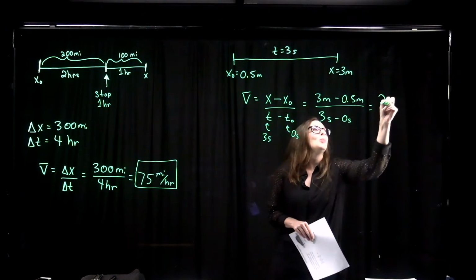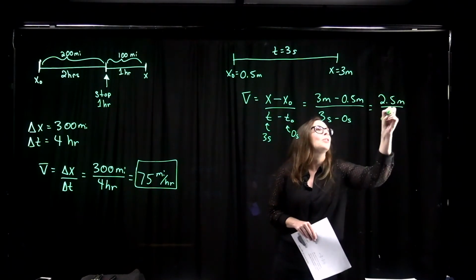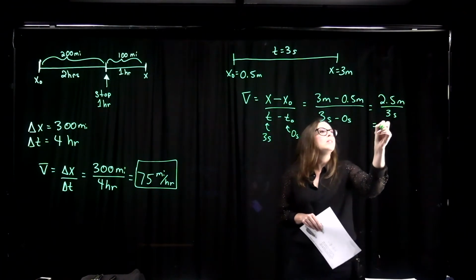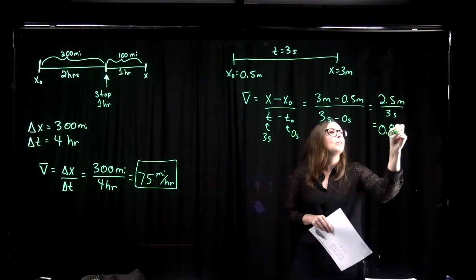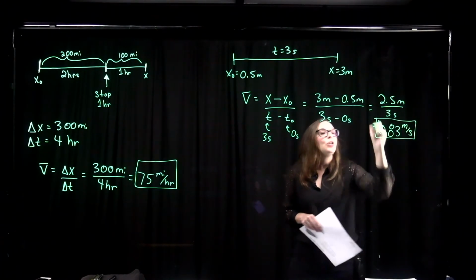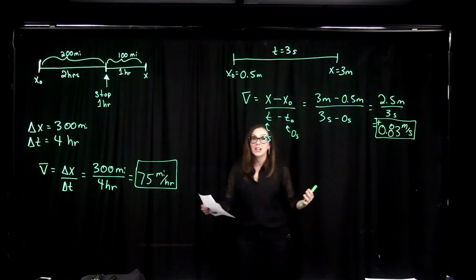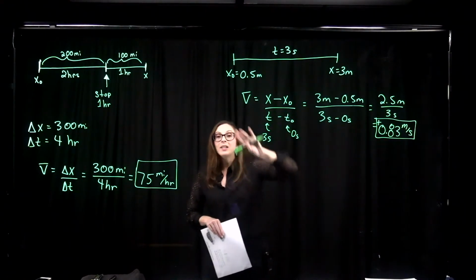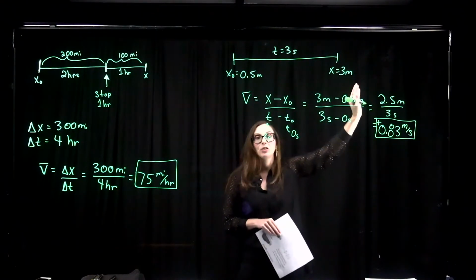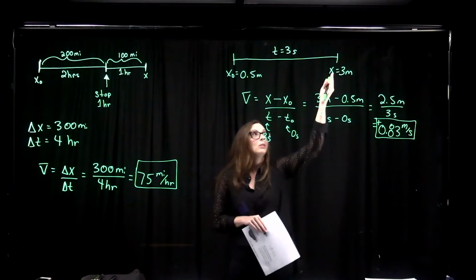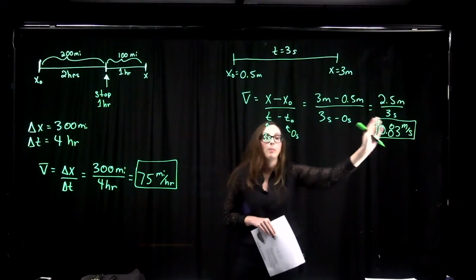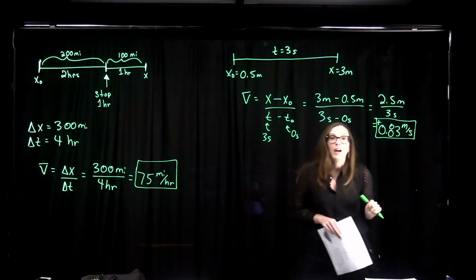So that gives me 2.5 meters over 3 seconds, and that is equal to 0.83 meters per second. I'm going to put a plus sign on there because I know that that is a positive velocity. Positive meaning that I moved in the forward x direction, or in the positive x direction. My final x position was greater than my initial x position along the x-axis. So we have a positive average velocity here.